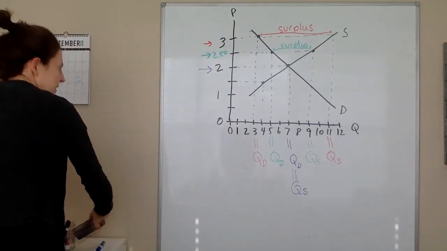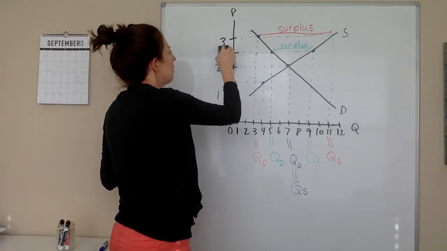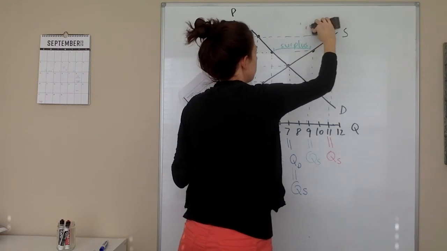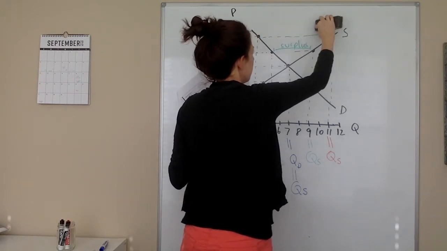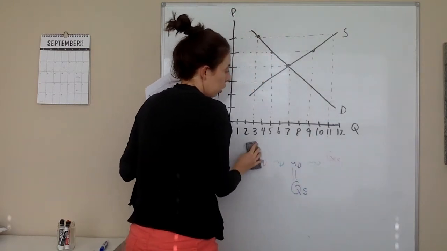Okay, so that's surplus. What would have happened if instead of the price starting out at a level that's above the equilibrium, suppose the market just started from a situation where the price started out lower than what it should be?